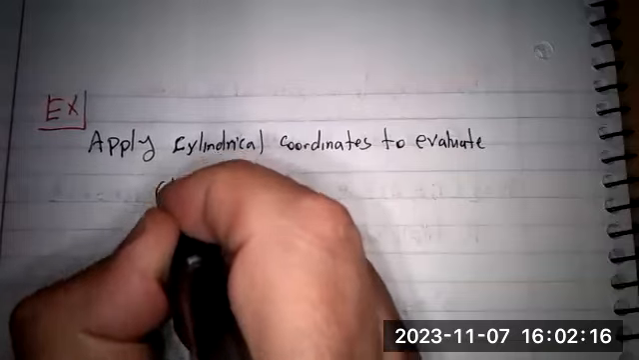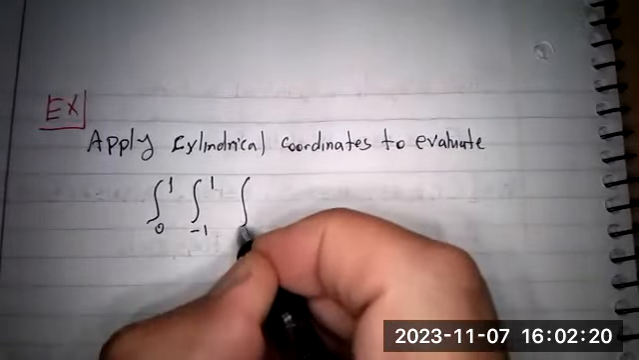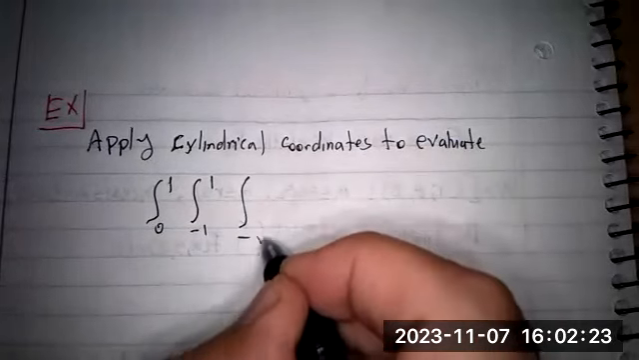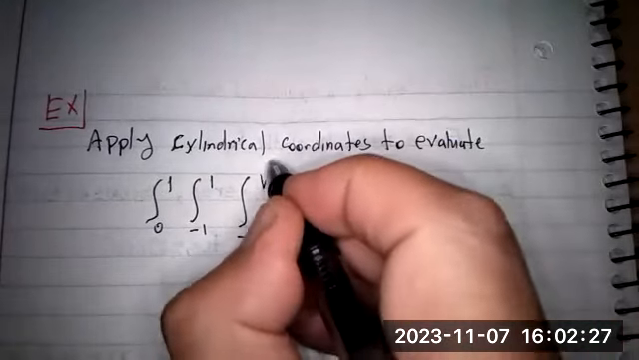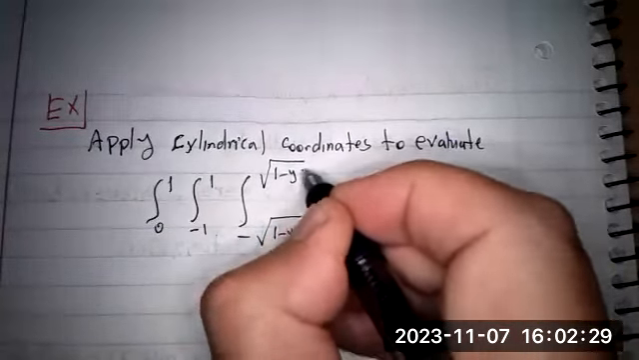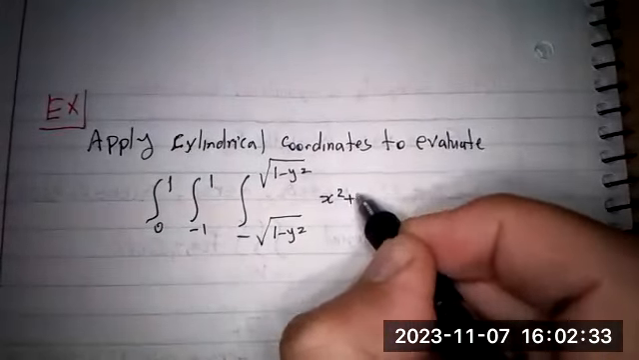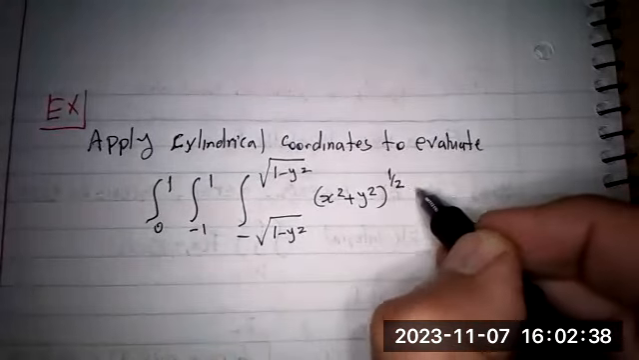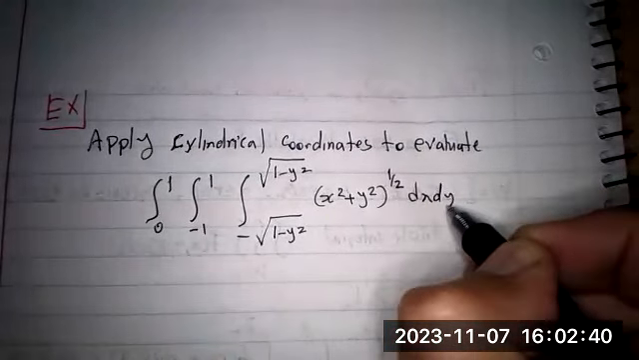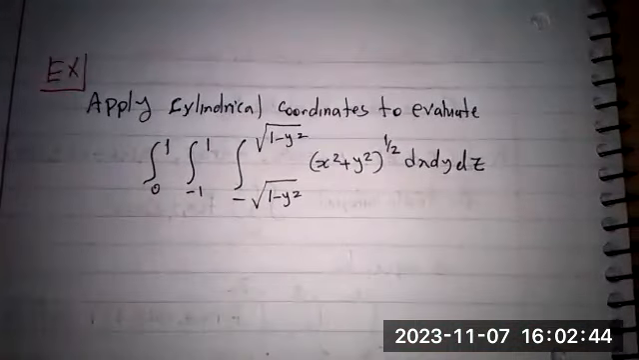0 to 1. Negative 1 to 1. And negative the square root of 1 minus y squared to the square root of 1 minus y squared. And the function is x squared plus y squared, everything to the half. Then the dx, the dy, the dz. You see, this is the integral. This integral is in xy coordinates.